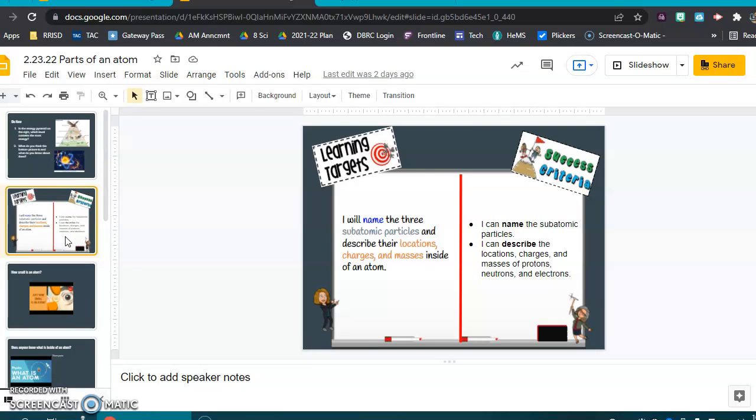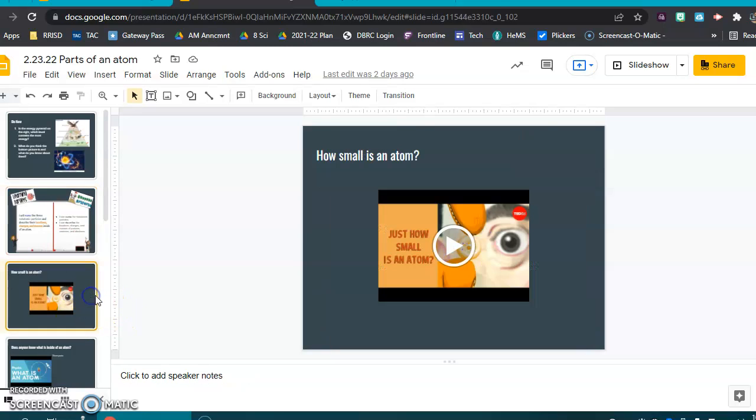So here's what we're going to do: we're going to take a look, and we're going to name the 3 subatomic particles today. We're going to describe their location, their charges, and masses inside of an atom. So that you can name the subatomic particles, describe the location, charges, and masses of the protons, neutrons, and electrons. That's what we're going to do today. So the first thing we're going to do is look at how small an atom is.